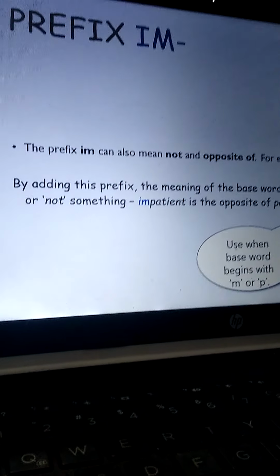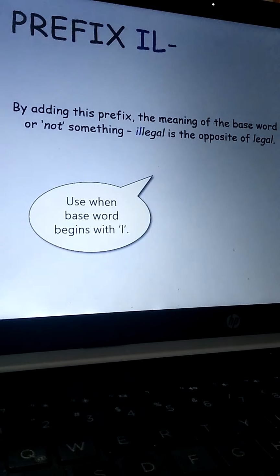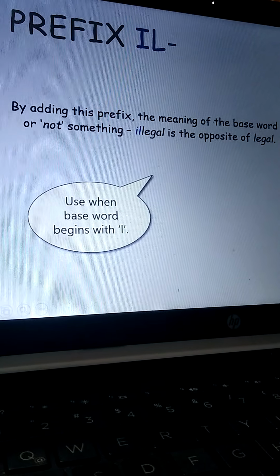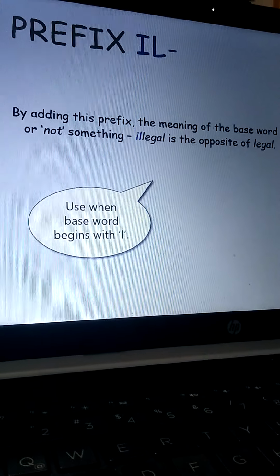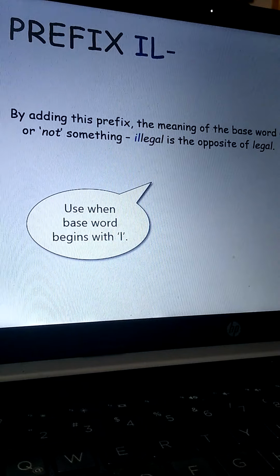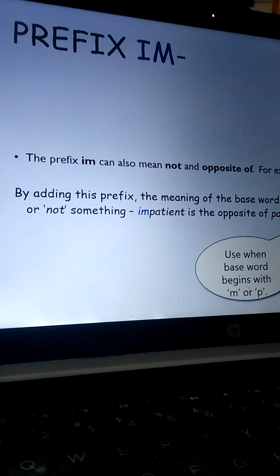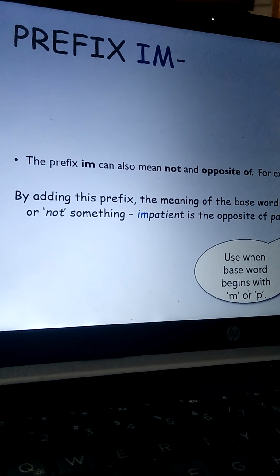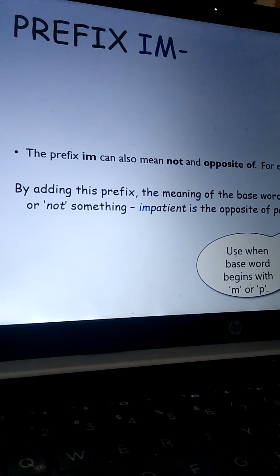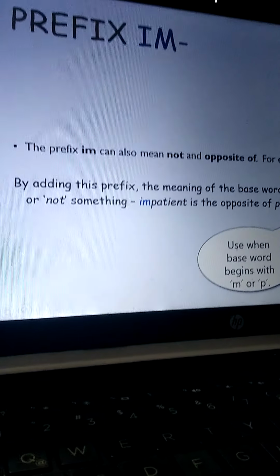Teacher? Yes. With the prefix ill, it's only used for words which begin with L? Yes, mainly with those. Okay, thank you. You're welcome. And also with im, it's mainly with words that start with M or P, or even B, like the first one we have, balance, imbalance, sometimes.